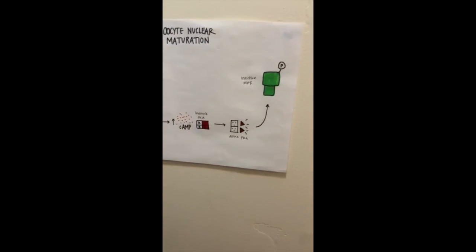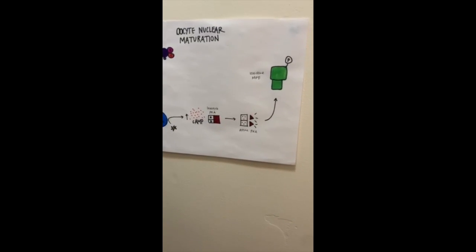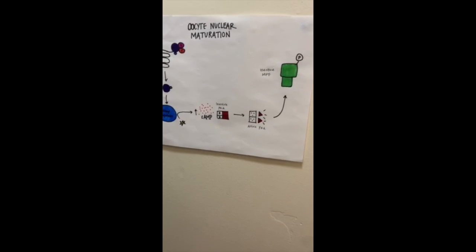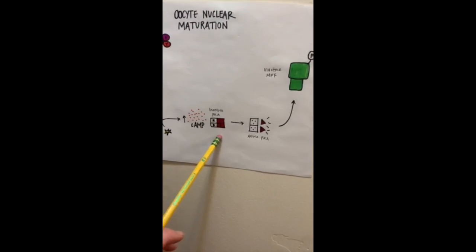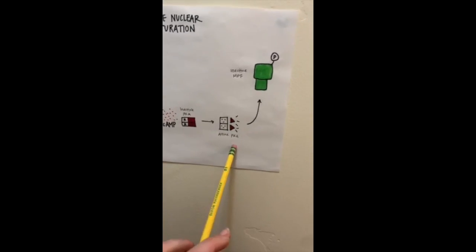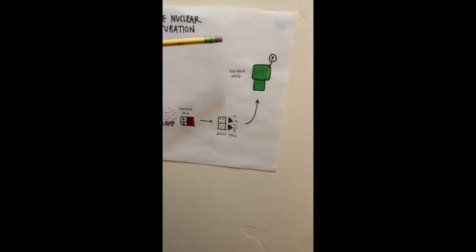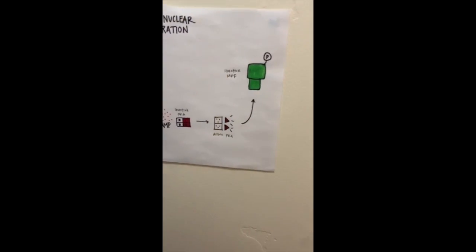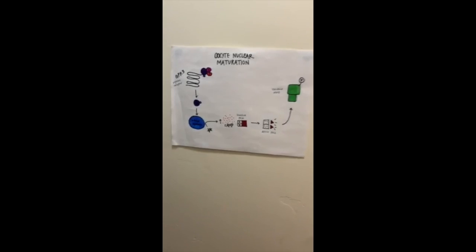And then later, when the oocyte begins detaching from the cumulus cells, you'll have a downregulation of cyclic AMP, which will promote the inactive form of PKA, inactivating the PKA, and therefore activating your MPF, so your oocyte will begin to mature. So that was very interesting to go through this cycle and understand it fully.